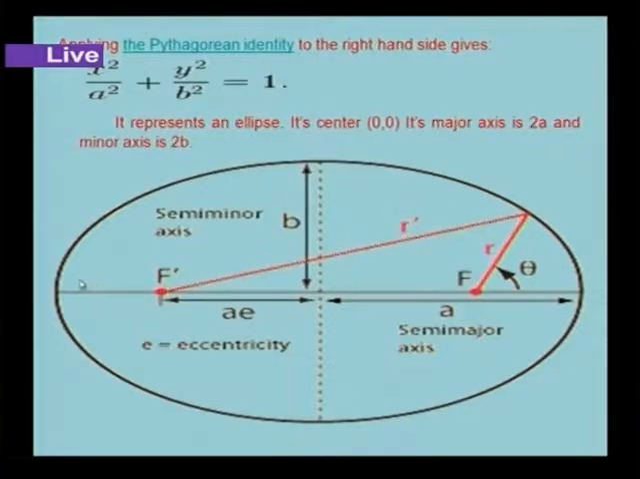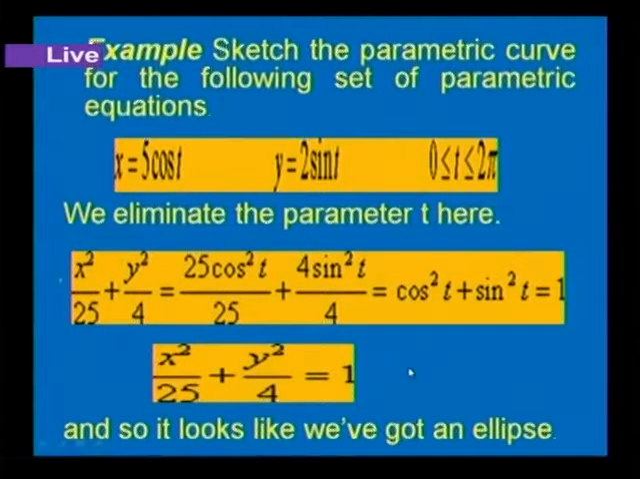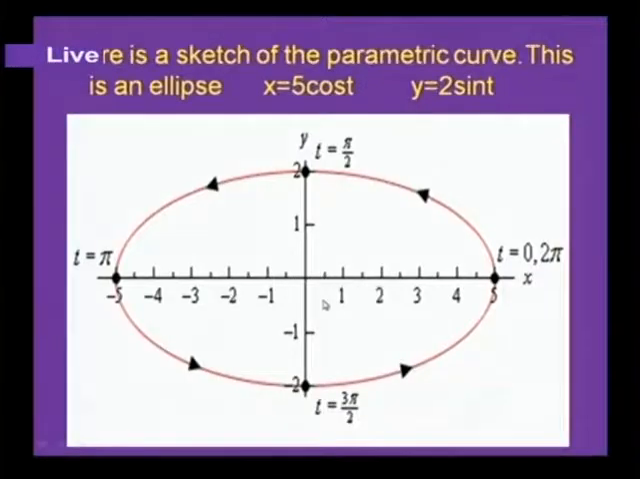Here the x axis is the major axis, with length 2a. Along the y axis, the line is the minor axis, equal to 2b. Taking the values of the parametric equations x equals 5 cos t, y equals 2 sin t, with limits 0 to 2 pi, we get this graph.